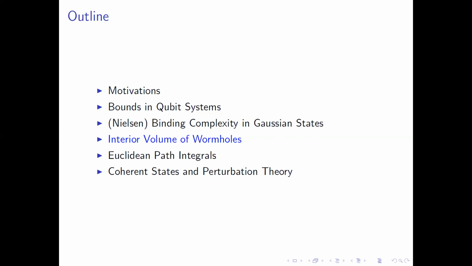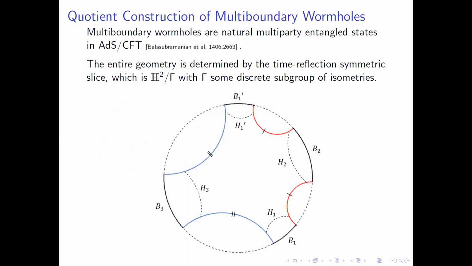So let me tell you a little bit about the gravity side of things. You've heard about binding complexity in qubit systems, and we've also covered the Gaussian state Nielsen binding complexity using the Euler-Arnold approach. And we have a proposal for what this binding complexity is supposed to be computing on the bulk side of things. We're proposing that it's going to be equal to the interior volume of some multi-boundary wormhole states. So let me just briefly remind you how this construction goes.